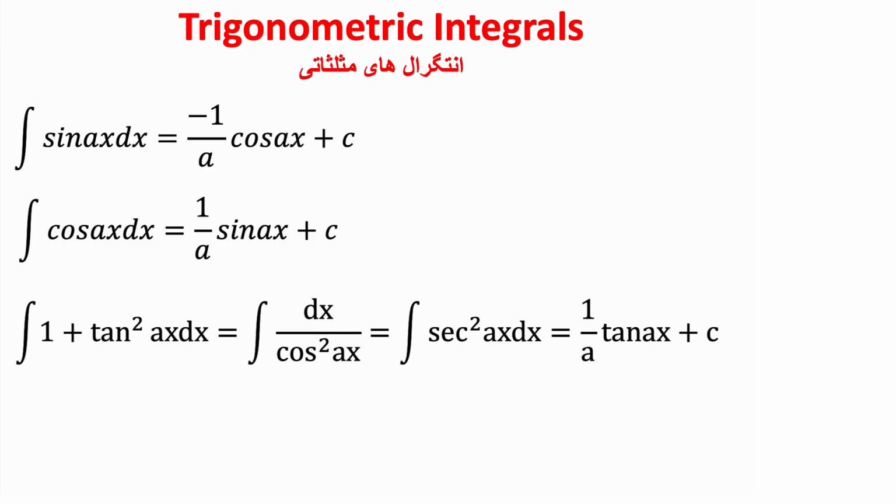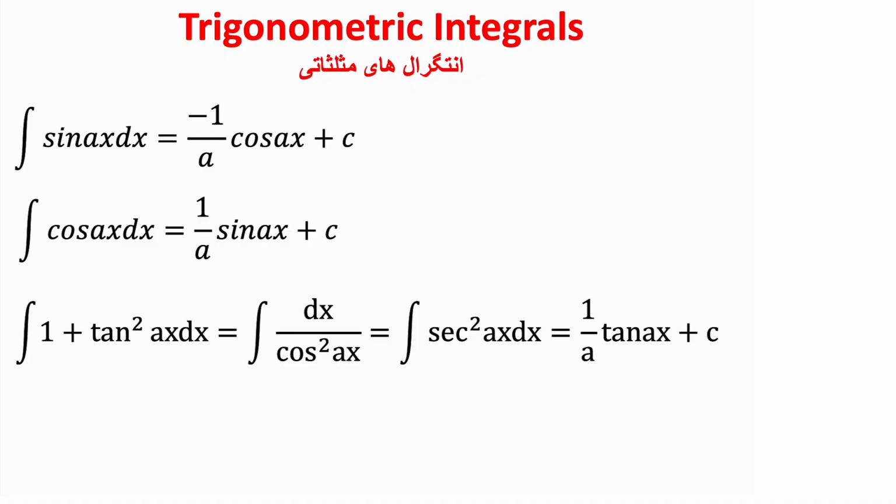1 over cosine squared itself is equivalent to secant squared. Perhaps you haven't heard the term secant very often. We define 1 over cosine as secant in trigonometry, and therefore 1 over cosine squared is equivalent to secant squared. What will be the integral of all of these expressions? What was the original function whose derivative became 1 plus tangent squared? You surely remember that the function we differentiated was tangent. However, because of the coefficient a, the answer is 1 over a times tangent ax plus c.